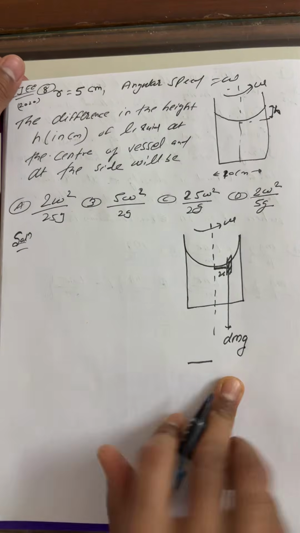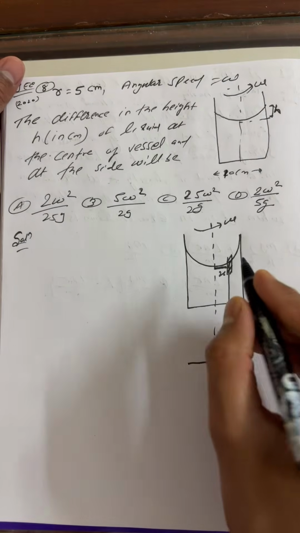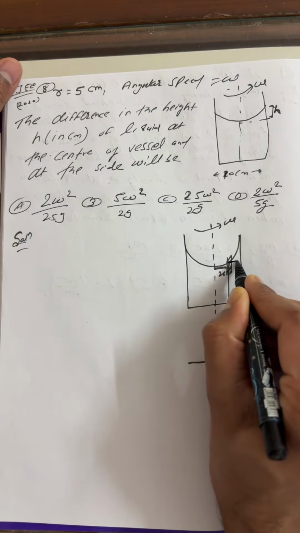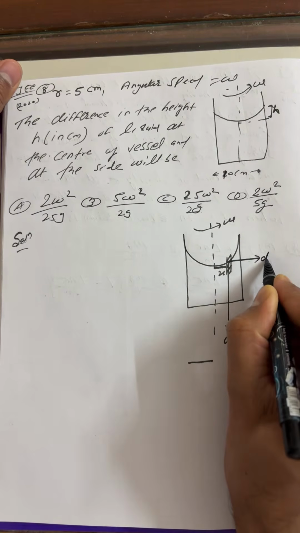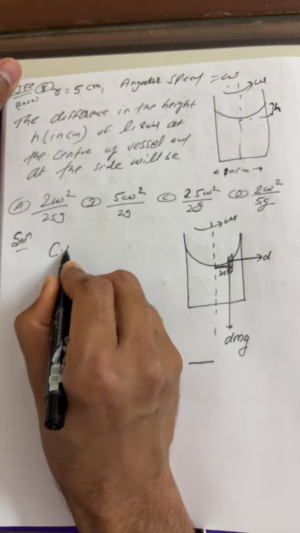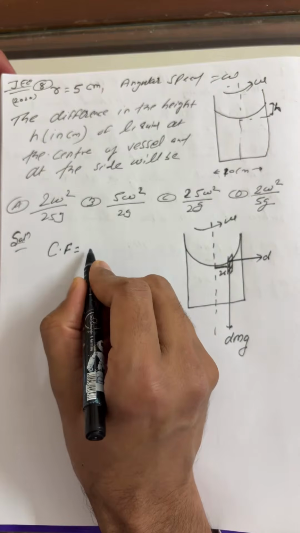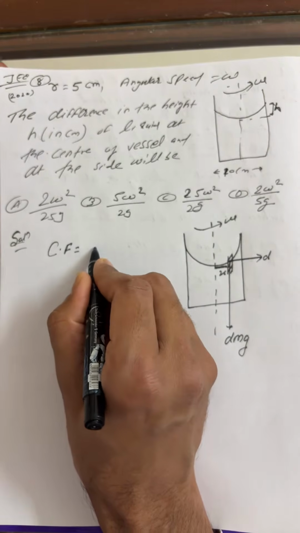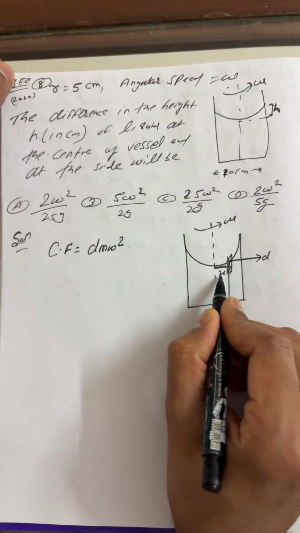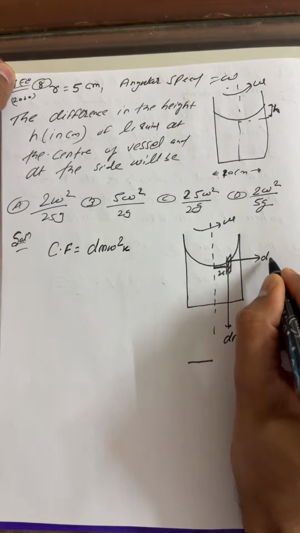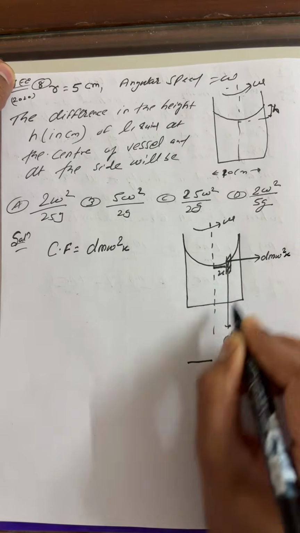If anything is revolving on a circular path, this is the centrifugal force. I hope all of you remember. Tell me, if any particle is revolving on a circular path, what is the centrifugal force? dm ω². What is the radius here? x only. So this is dm ω² x.